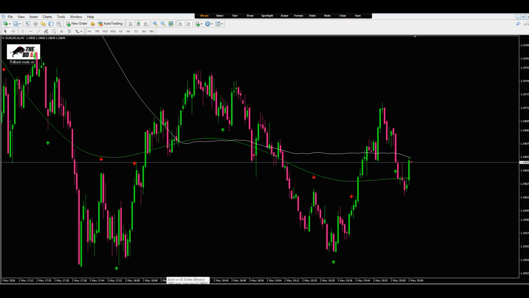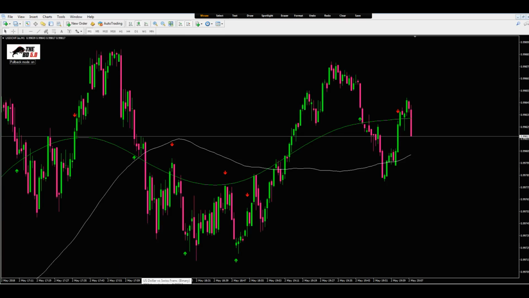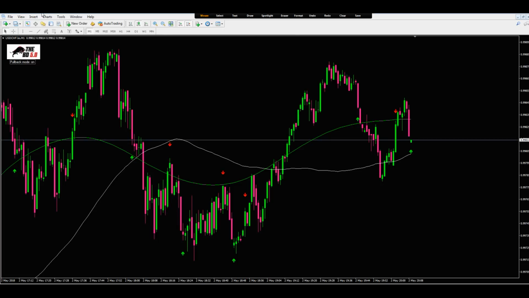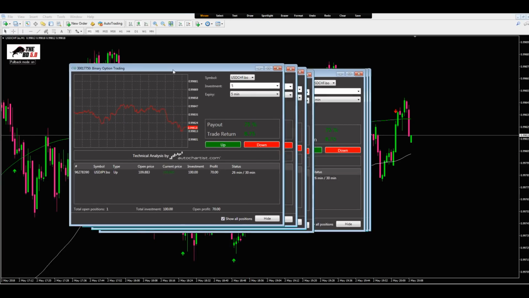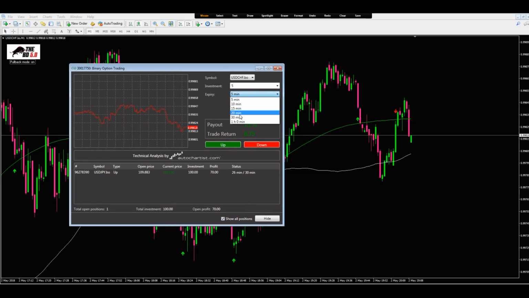I'm going to flick over to see if I can see any more signals. No, it's not a signal. We might get a signal here in a minute. Yep, we've got another signal here. I'm going to jump into this trade here. A new order, USD CHF. 30-minute expiries. If I get a signal arrow here, I will take investment 100.